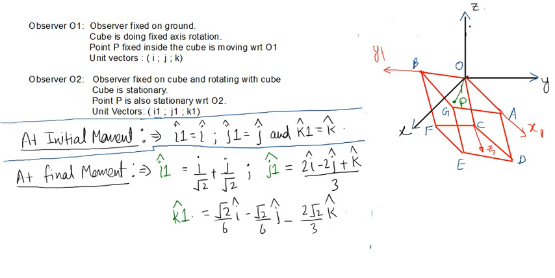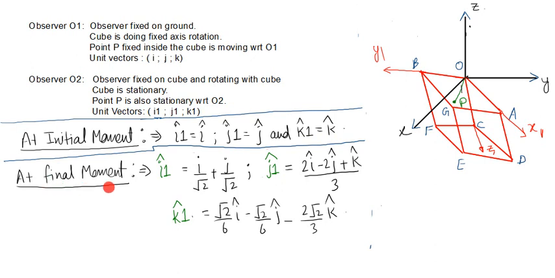So i1 cap, j1 cap and k1 cap are the unit vectors along the positive x, y and z axes of the rotating observer. At the initial moment i1 cap was equal to i cap, because initially the sides of the cube were along the x, y and z directions. All this we discussed in the previous video. So at the initial moment i1 cap equals i cap, j1 cap equals j cap and k1 cap equals k cap.